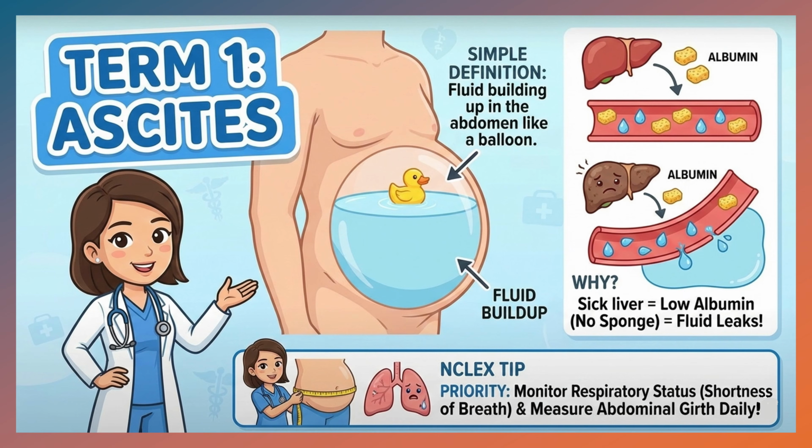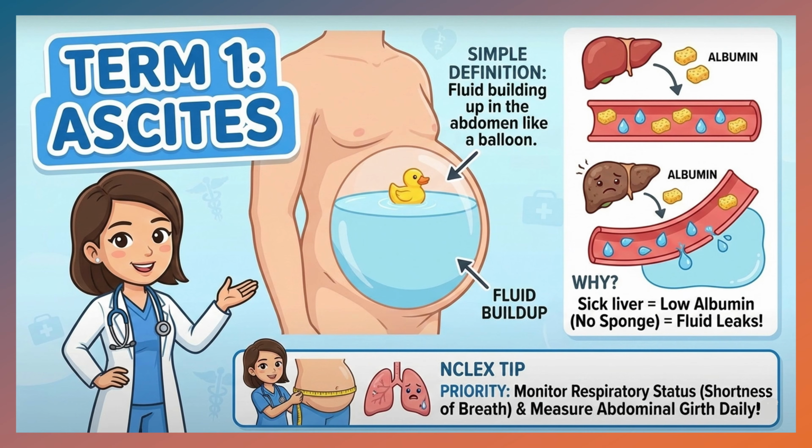When the liver is sick, it cannot make enough albumin. No sponge means the fluid can't stay in the vessel. It leaks out and fills up the space in the abdomen, the peritoneal cavity. This causes bloating, pain, and increased abdominal girth.